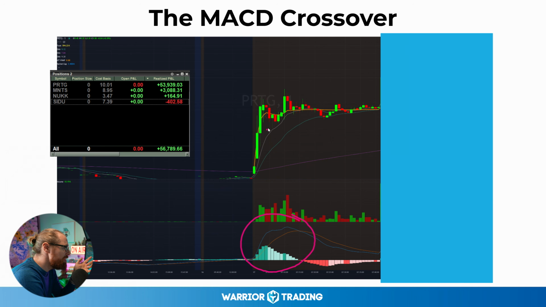MACD and volume. So it ends up rallying up here, but then it pulls back and it goes sideways. So right in here, we end up getting a MACD crossover. What I pay really close attention to is a stock that has already made a big move. And this one certainly has.